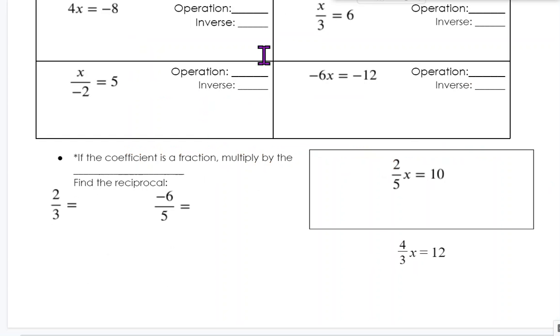All right, hopefully you paused the video and did these 4, and hopefully you got them all right. All right, so now we have one last thing to learn. And that is if the coefficient is a fraction. So a coefficient, remember, that's the number in front of the variable.